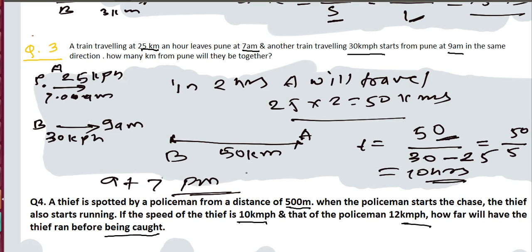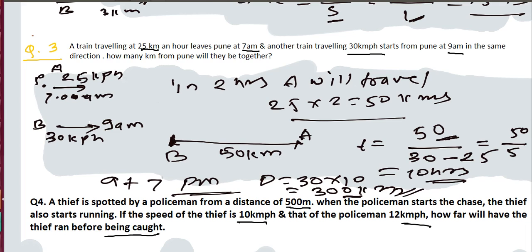And again, how many kilometers from Pune? So after 10 hours, B will be traveling, B will be covering 30 into 10. Because B is starting from Pune at 9, and after 10 hours B is catching A, that means B is traveling 10 hours in order to catch A. So in 10 hours B will cover distance equal to 30 into 10, because the speed of B is 30 kilometers per hour. So that is 300 kilometers. At a distance of 300 kilometers from Pune, B will catch A, or they will be together.